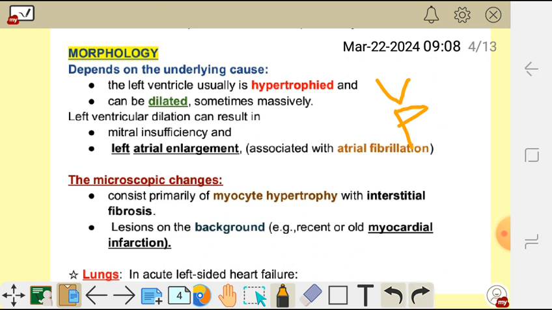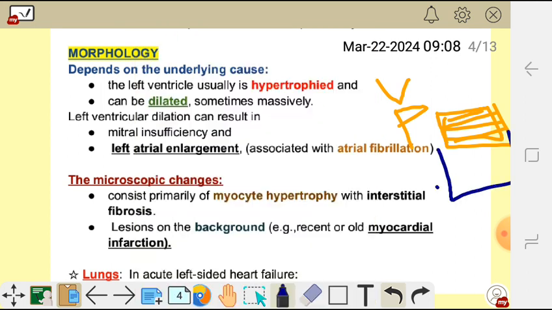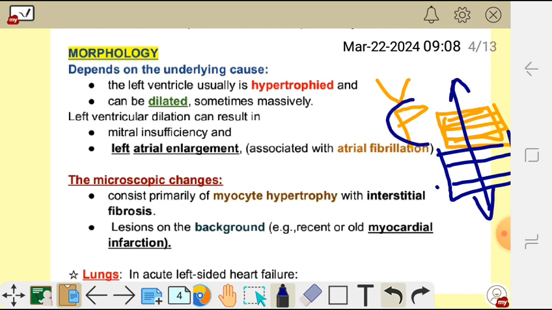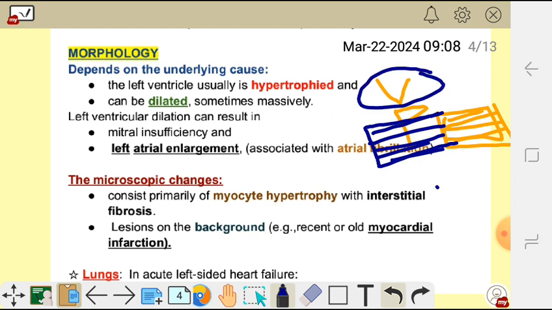Why? Because the sarcomeres will be added in parallel. If this is the sarcomere, another one will be added in parallel to the first one, and this will increase the thickness of the myocardium. That is in pressure overload. But in volume overload, the sarcomeres will be added in series. So what will increase is just the length.